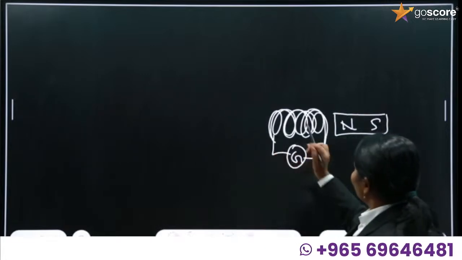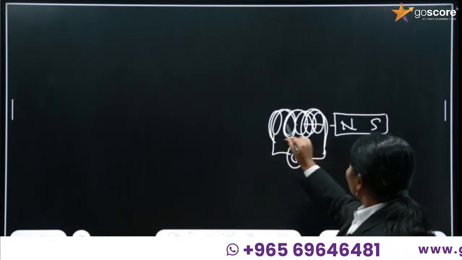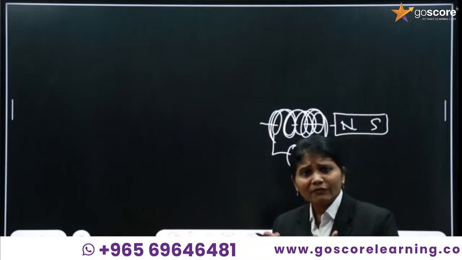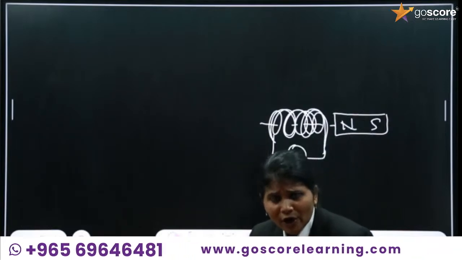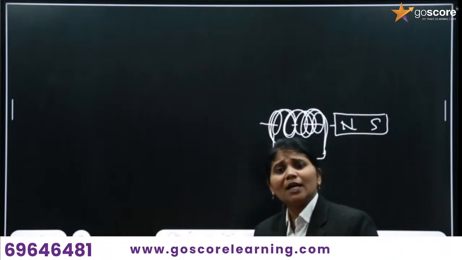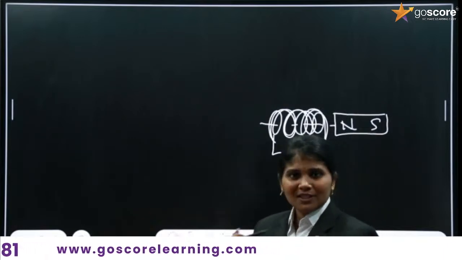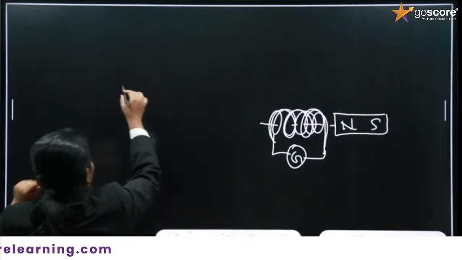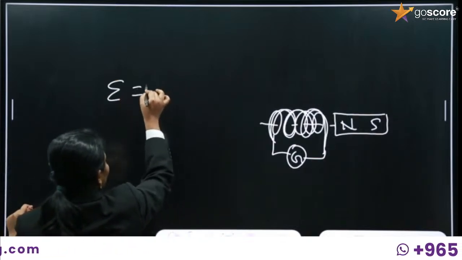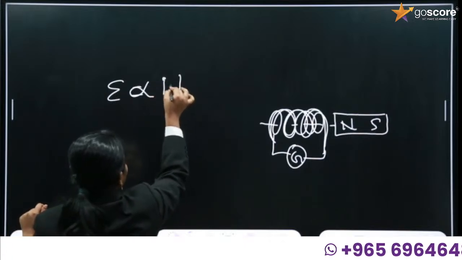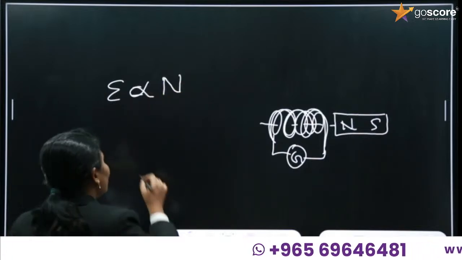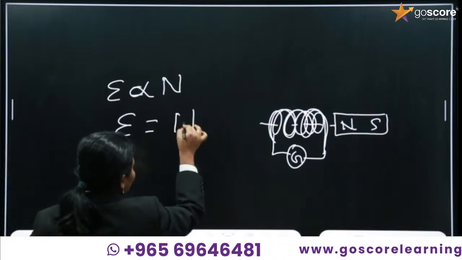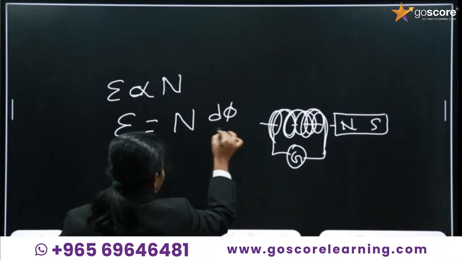Yes, see, the number of turns is increasing, so the magnetic field cutting the coil also increases. It means flux is increasing. From that, what is happening? EMF is increasing. It means EMF is depending upon the number of turns of the coil. Then EMF is directly proportional to the number of turns of the coil. Then finally the equation is E is equal to N d phi by dt.